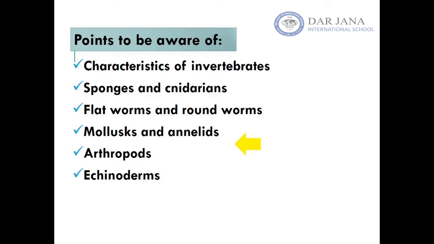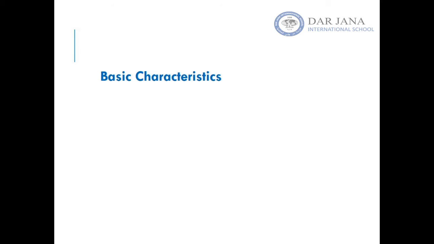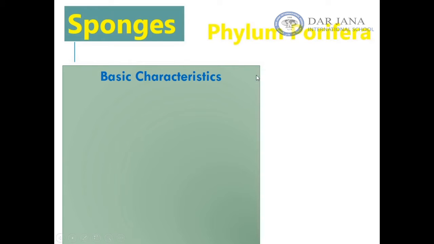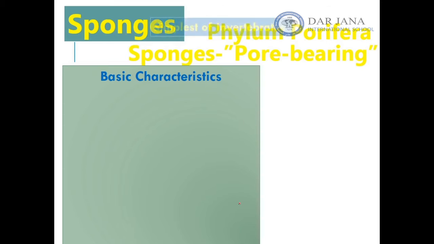So now we're going to start talking about sponges and cnidarians. First of all, what are the different characteristics of sponges? Before that, we should know that sponges belong to the phylum Porifera. When I say Porifera, it means pore bearing. So what do I mean by pore bearing? They have openings to help them filter the water so that they can take the food particles from the water.